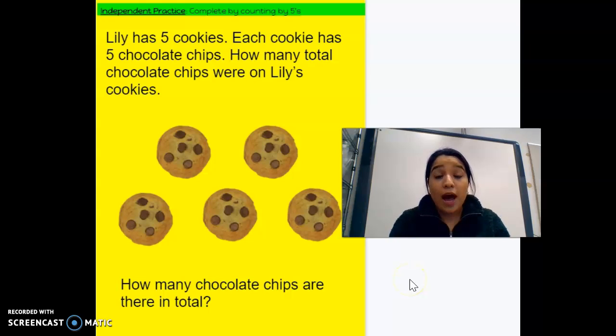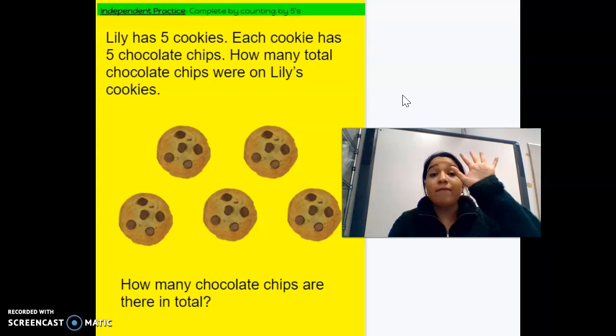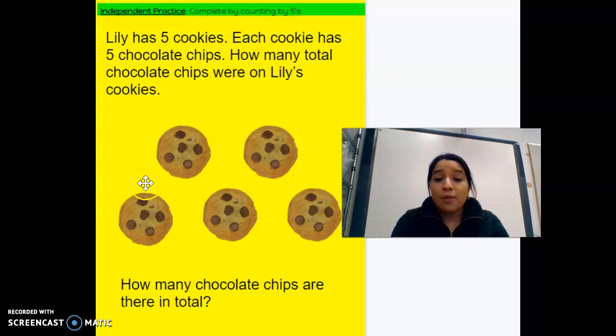So what you have to do is you have to look at these cookies, and we have 1, 2, 3, 4, 5 chocolate chips in each cookie. So that means in order to get our total amount of chocolate chips, you can skip count by fives. So you can skip count by fives, and you have to tell me the total amount of chocolate chips that she has for all of her cookies in total. Once you are done with that, you can go ahead and turn it in into Google Classroom for your teacher.